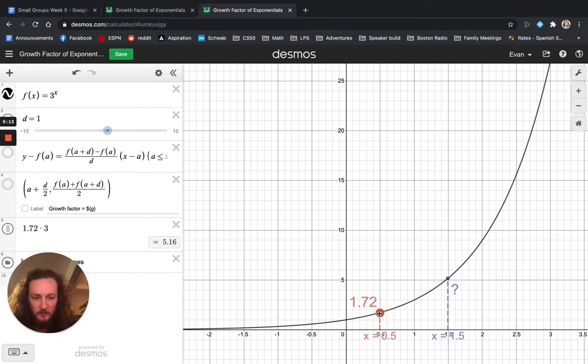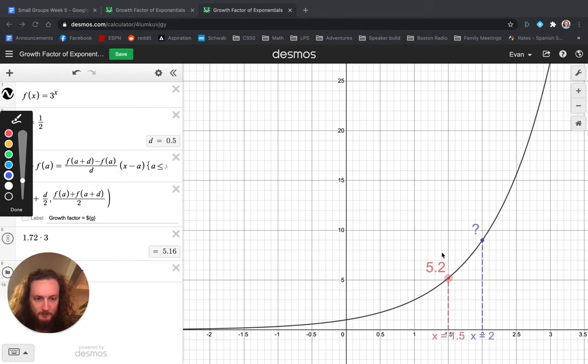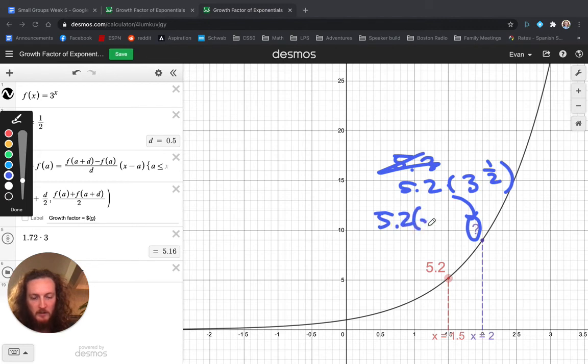Let's take an even harder problem. Let's imagine that we start at x equals 1.5, and now we only change 1/2. What on earth would this y value be? Well, I know that we're starting at 5.2, and I know that this growth factor over a change of 1/2 is going to be times 3 to the 1/2 power. So to find this value, all we need to do is say this is going to be 5.2 times 3 to the 1/2 power, or 5.2 times root 3.